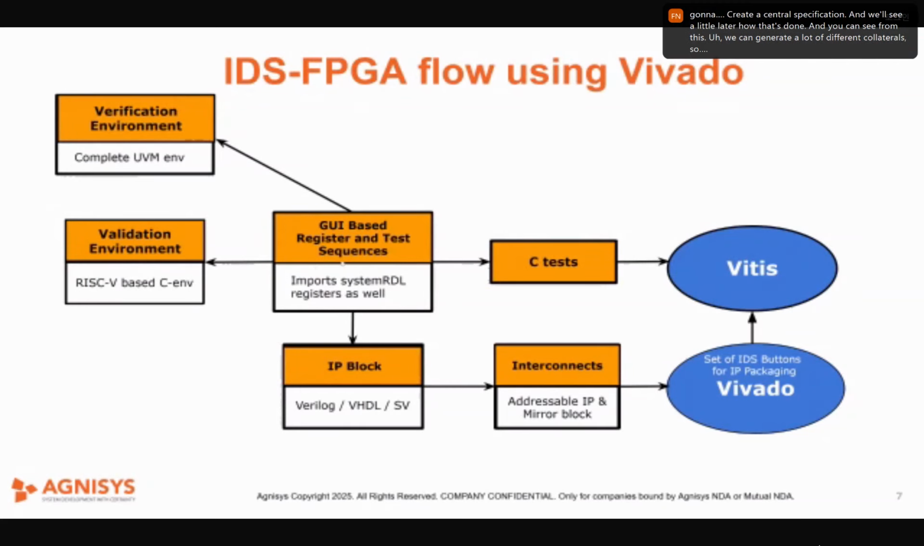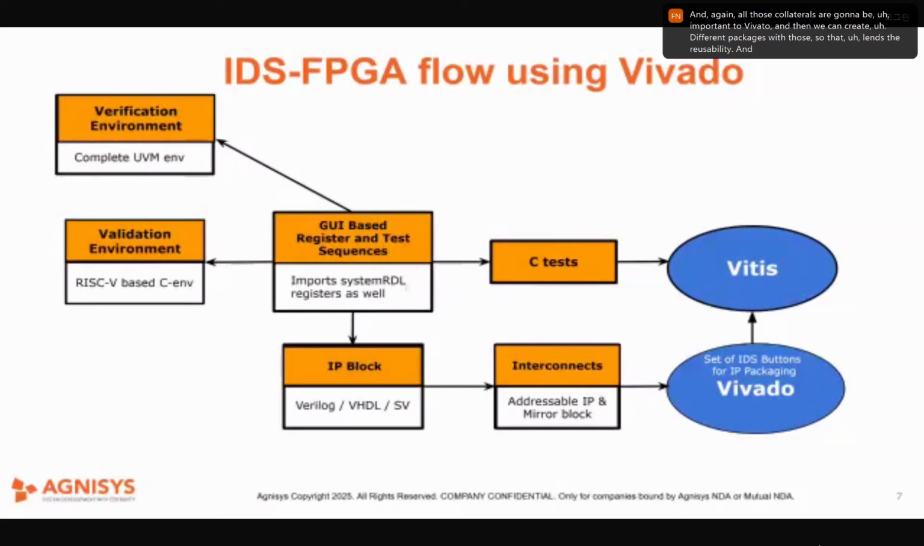So we could generate IP blocks that can be done in different RTL formats, so Verilog, VHDL, SystemVerilog. Along with that, we could do some interconnects. So along with just generating these blocks, we can create interconnection between different blocks, and we could do something called a mirror block, which we'll show a little later. And again, all those collaterals are going to be imported into Vivado, and then we can create different packages with those, so that lends reusability.